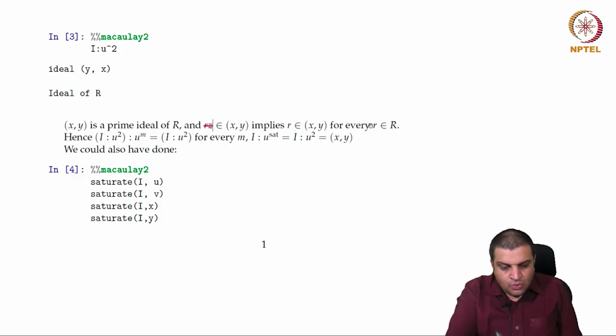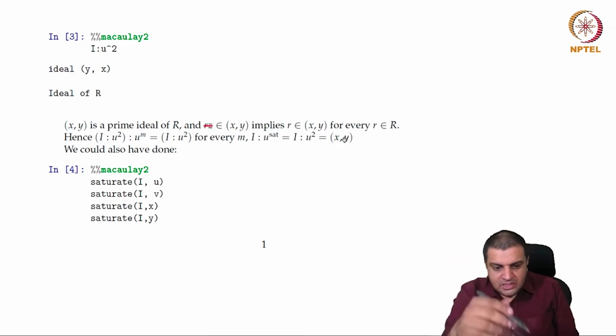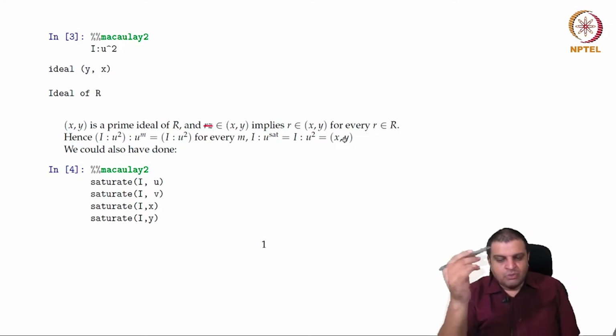R itself is in x comma y for every R in R. So after this, I colon u to the m will be inside I colon u, it will be just I colon u squared for every larger m. So that is the saturation. Okay. So this is one way of taking these colons successively and figuring out when it stabilizes.